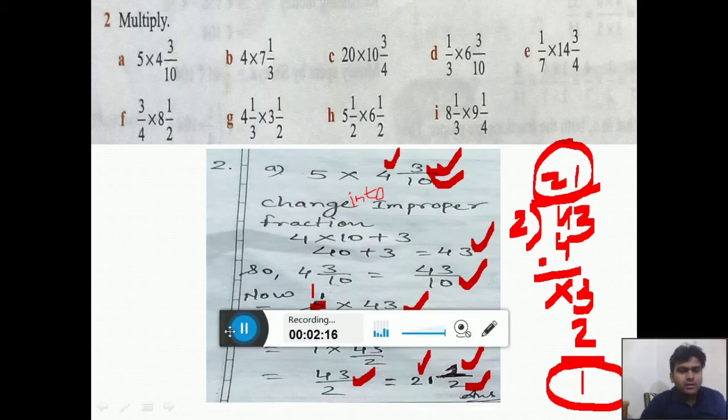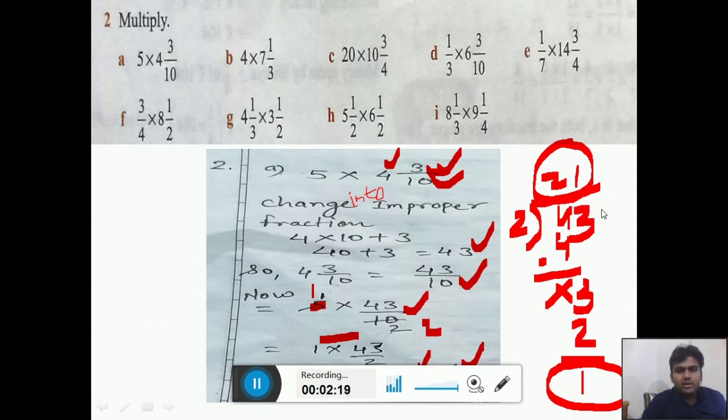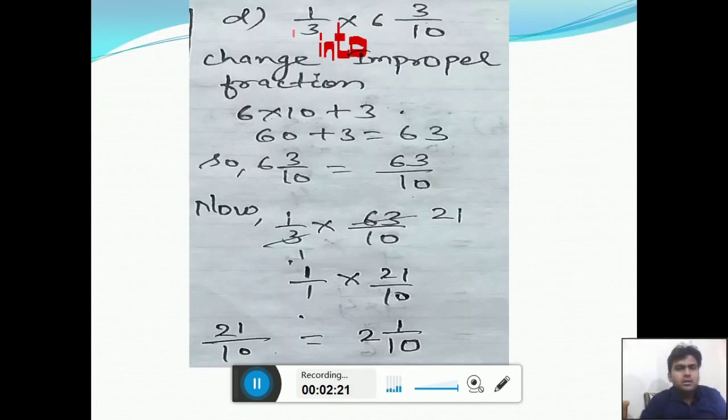So like this we can solve the next question, D. Here also there is a mixed fraction, so change it into an improper fraction. So 6 into 10 equals 60, and then add the numerator 3, which equals 63. So your fraction is 63 upon 10. Now multiply. Here, look, in the cross we can cut the numbers. So 3 we can cut and this 63 we can cut. So we finally got the answer 21 upon 10.